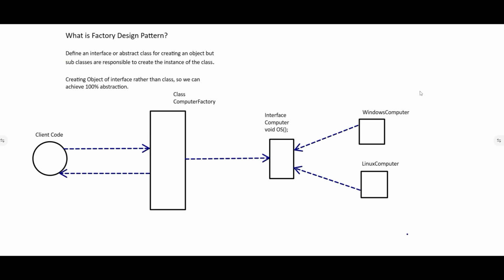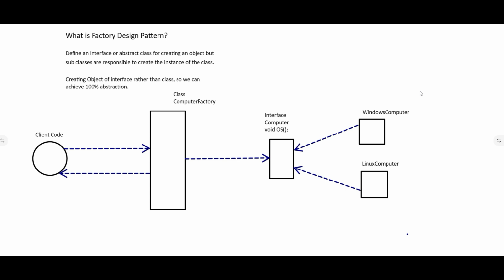So what is factory design pattern? In factory design pattern, basically we need to define an interface or an abstract class for creating an object, but the child classes are responsible to create the instance of the class. In other way, we can say in factory design pattern, we need to create the object of an interface rather than the class. Okay, so let's understand the concept in this diagram.